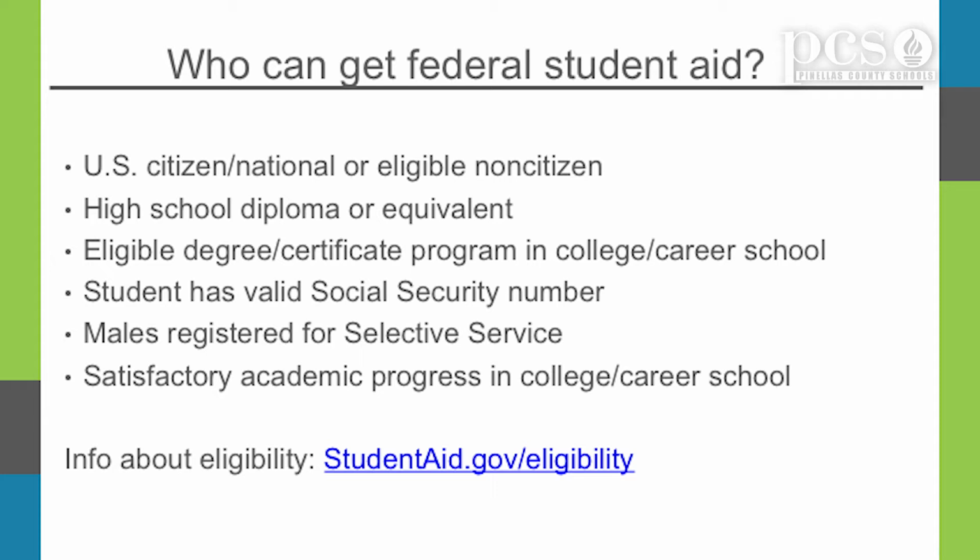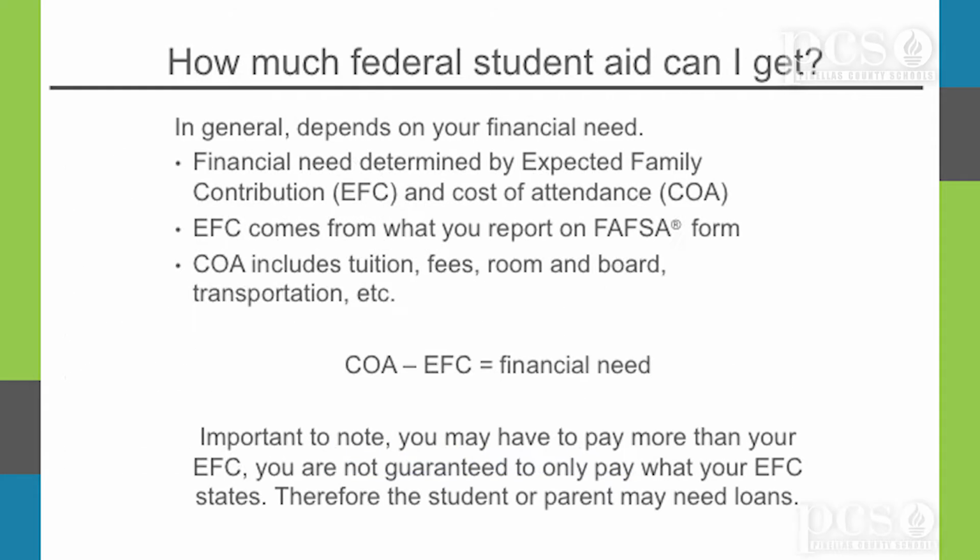Students must have a valid Social Security number, and males must have registered for selective service. Additionally, students must maintain satisfactory academic progress while they are in college. Info about eligibility can be found at studentaid.gov/eligibility. Oftentimes, students and families wonder how much they will qualify for in federal student aid.